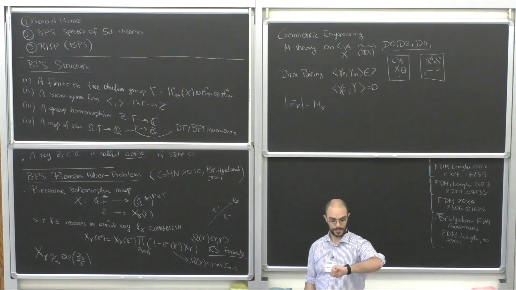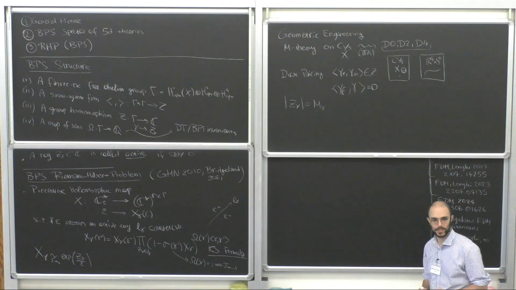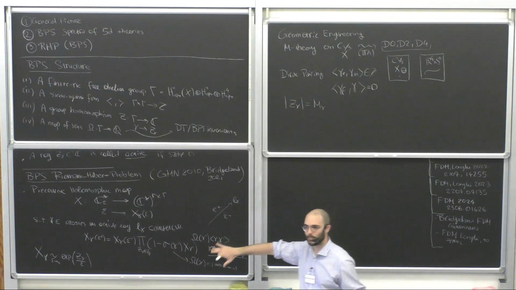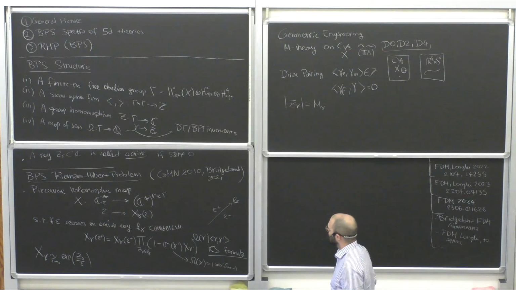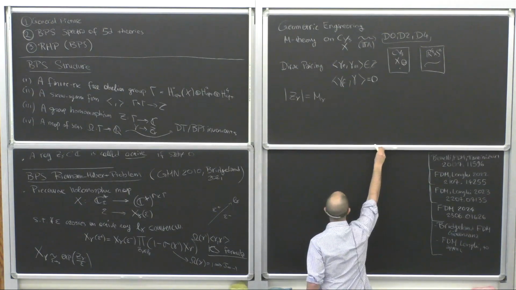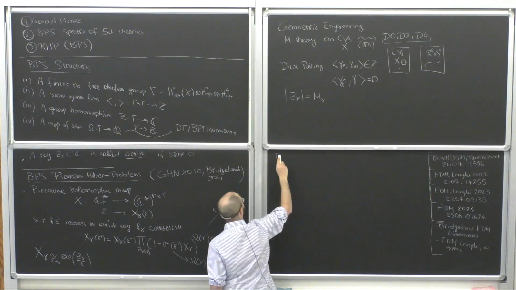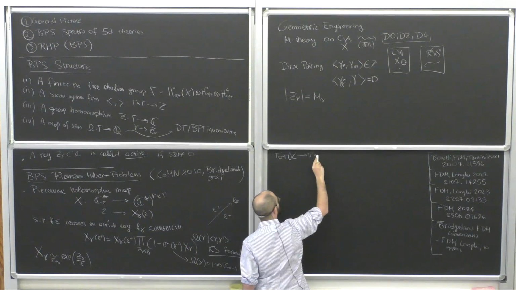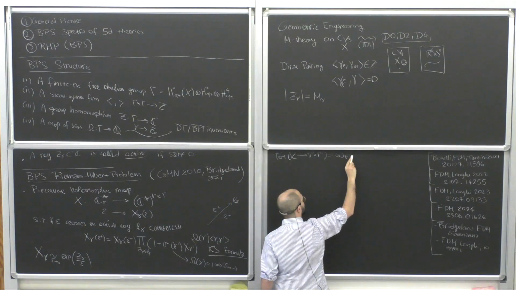Are there other questions? Well, now I'm going to consider a specific example, and hopefully this will become more clear as we go into the example. Right, so the simplest geometry that you can consider is local P1 times P1, which is the total space of the canonical bundle over P1 times P1, and I will denote it by omega P1 times P1.